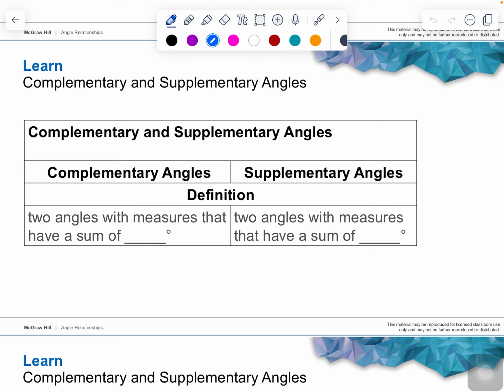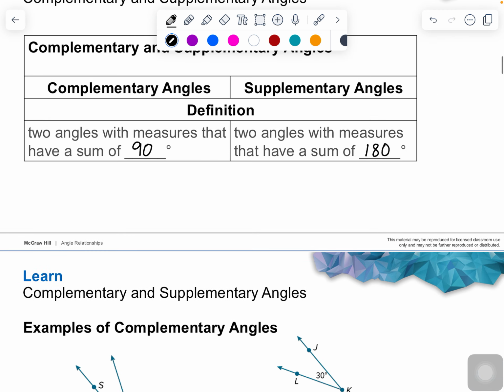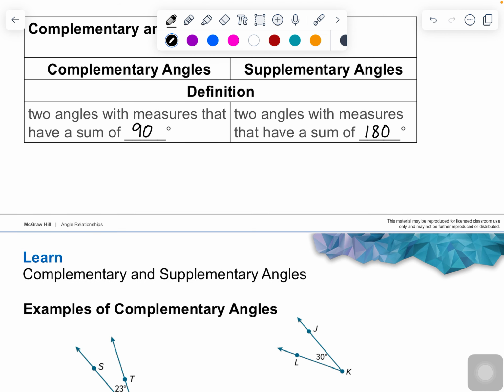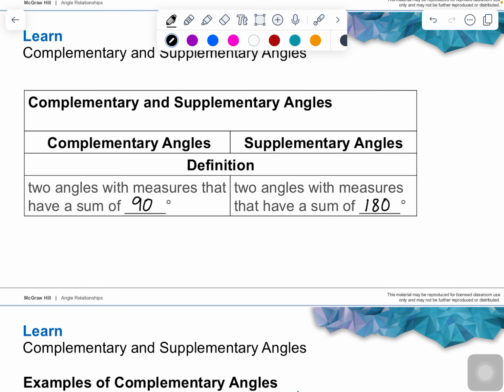Complementary angles are two angles with measures that have a sum of 90 degrees, and supplementary angles are two angles that have a measure of a sum of 180 degrees. So that's what you're going to be filling in on there. Now we'll have some more down below that you can fill in with those definitions. If you want to pause it: complementary, two angles with measures that add to 90. Supplementary, they add to 180.